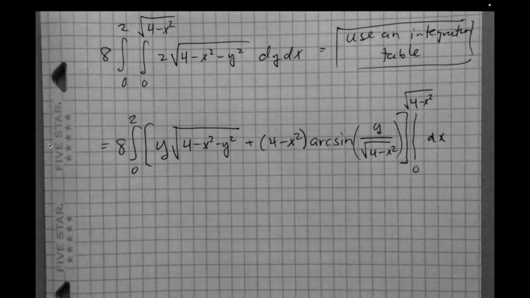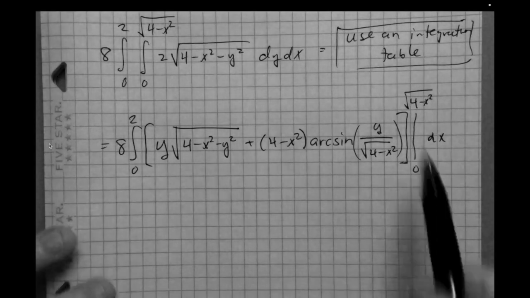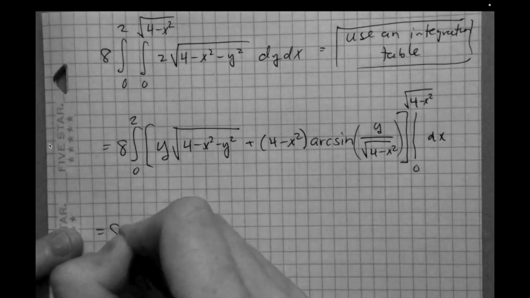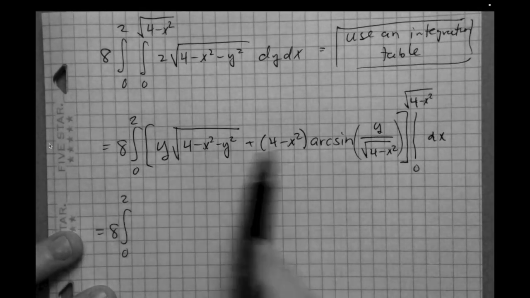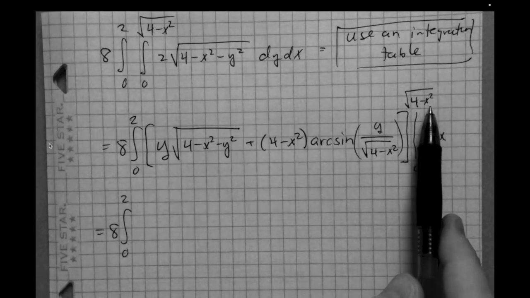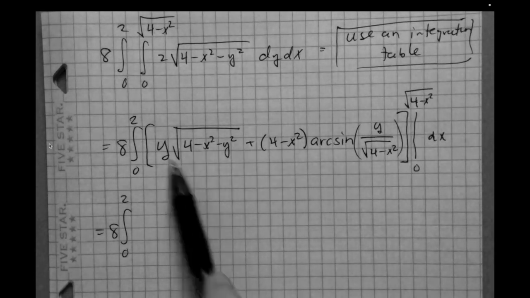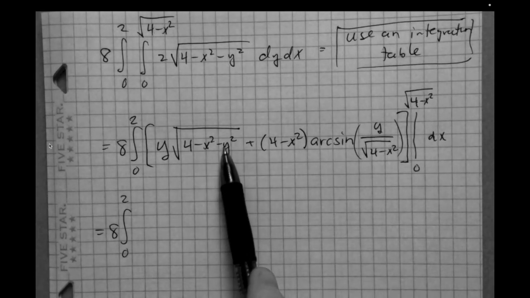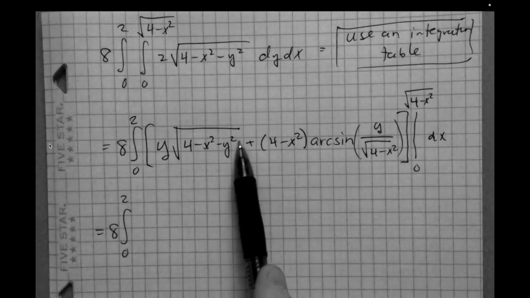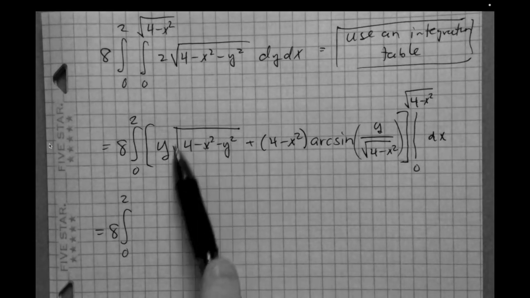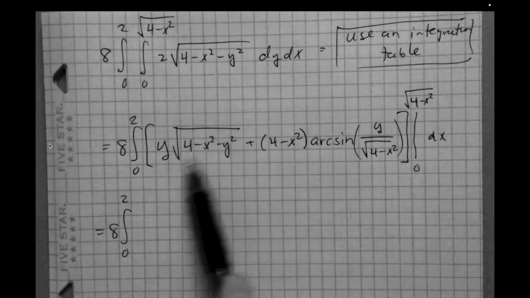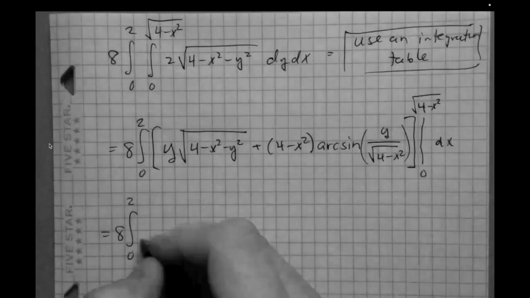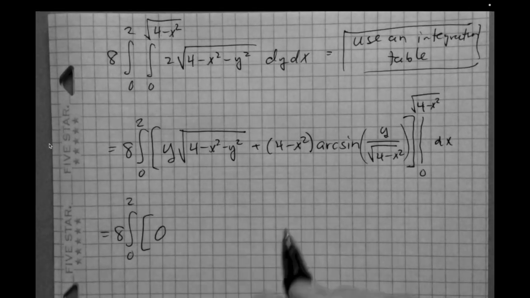But it turns out this thing simplifies down a ton when you plug this bound in, right? In particular, everywhere you see a y, you're going to plug this in. And so notice this term here. When I plug in the square root of 4 minus x squared for y, and I square it, then I get 4 minus x squared minus 4 minus x squared. So this whole radical here goes to 0, right? So this whole thing is just 0, which is great, because that was starting to look awful.